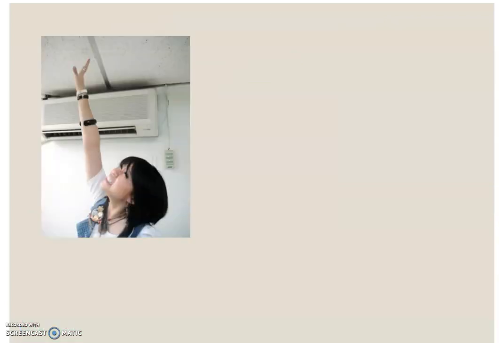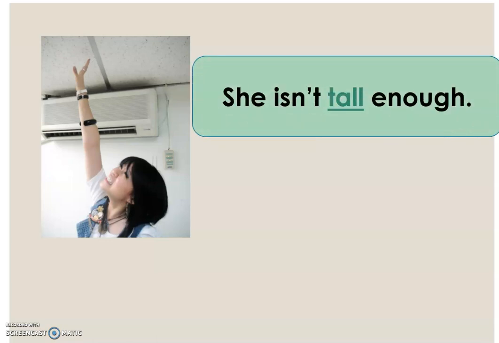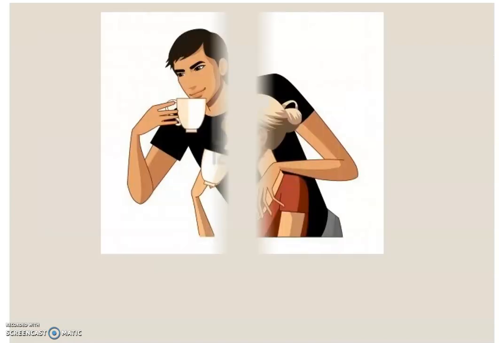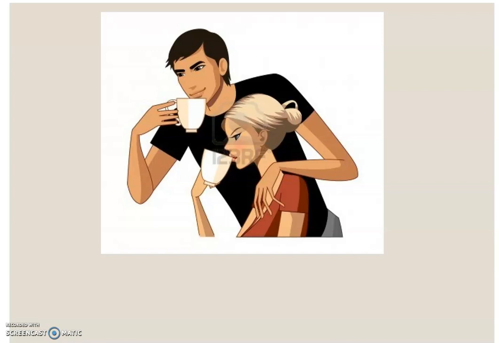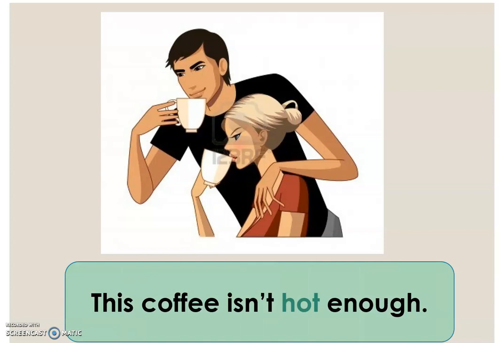But if we're describing this picture or what's happening here, this lady is not tall, so we say she isn't tall enough. And tall, which is an adjective, came before enough. So make sure to distinguish what you are writing or saying and to know where to place those words. For this lovely couple here, they're drinking something and maybe they're drinking coffee or tea. So we can say that their coffee isn't hot enough. So we place the adjective hot before the word enough.